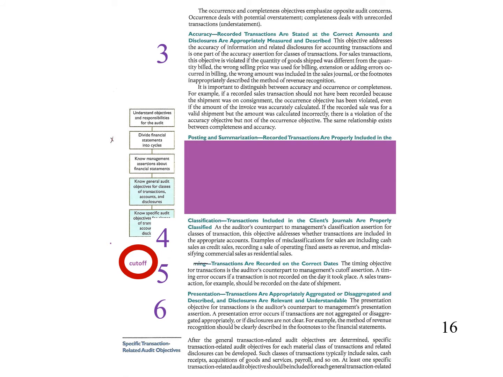So I want you to read and study these 6 paragraphs as they relate to occurrence, completeness, accuracy, classification, cutoff, and presentation. Notice I'm skipping posting and summarization. We're only going to cover those that directly relate to assertions. Cutoff, the book calls it timing. We're going to call it cutoff. We don't need to learn more words. So study those 6 paragraphs quite a bit.